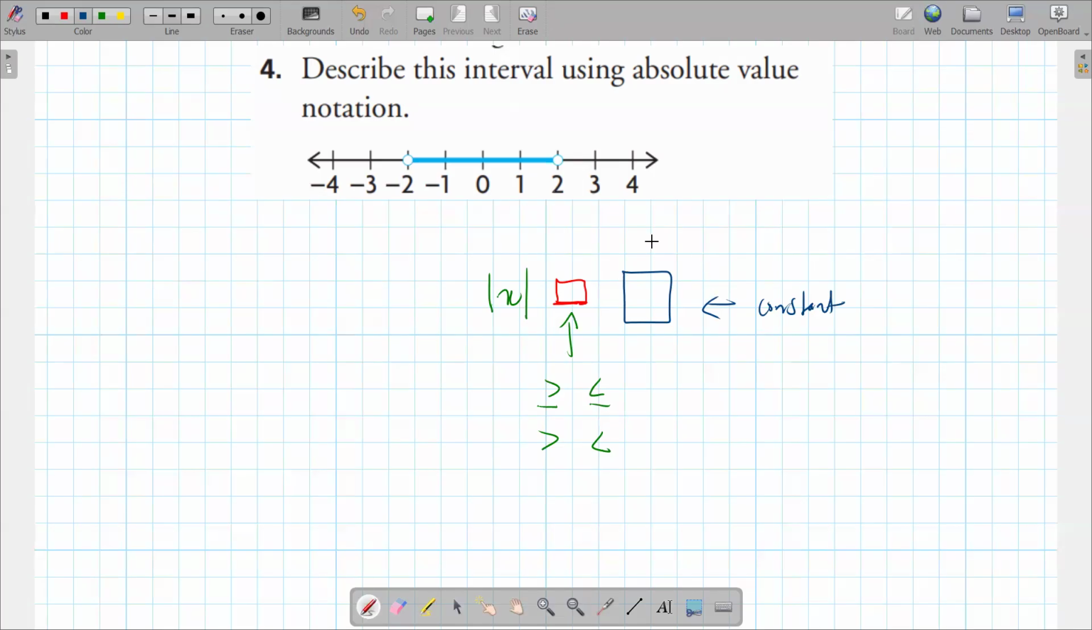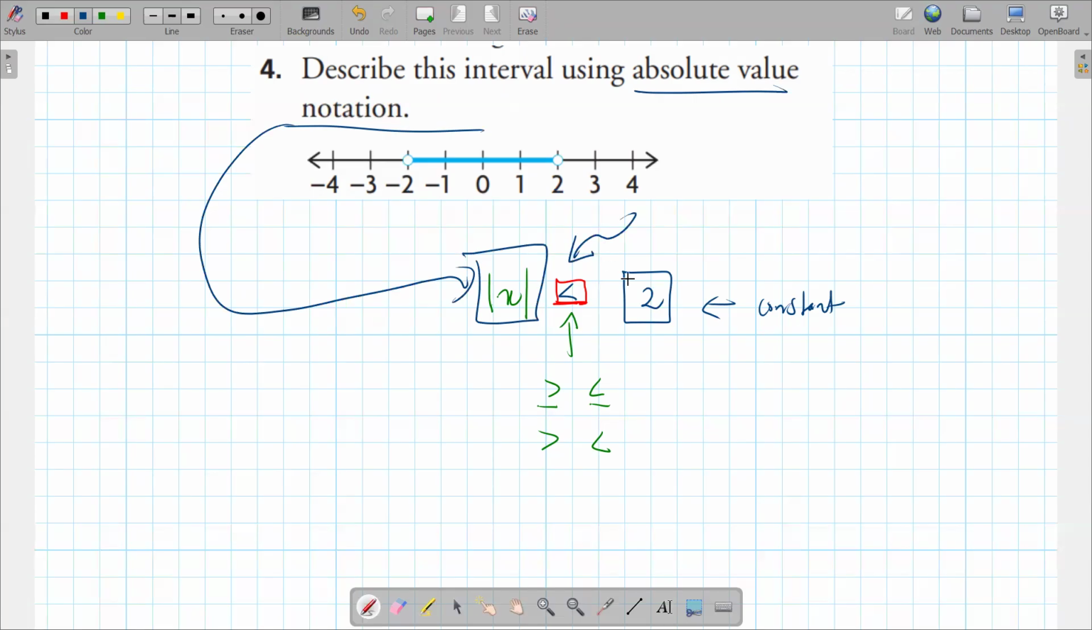So now think about this. What's the number that you're interested in? Where does it start and where does it end? 2, right? Now, which symbol would describe this notation? Are we less than 2 or more than 2? Less than. Can we be equal to? No. So this is it. That's the answer. You're done. It's always going to be the absolute value of x. When it asks you to denote it using absolute value notation, you'll always have this component. You'll have an operator. You'll have a constant.